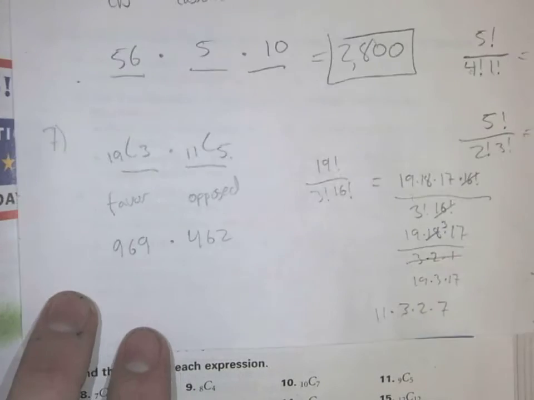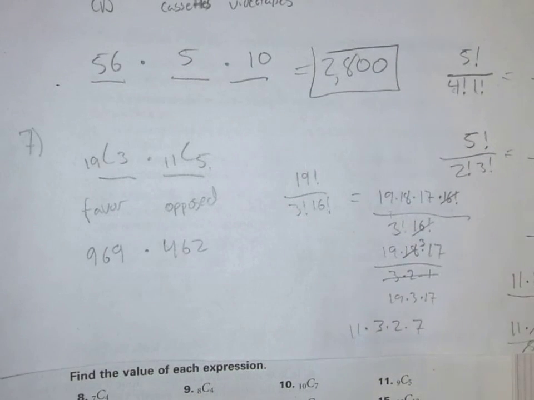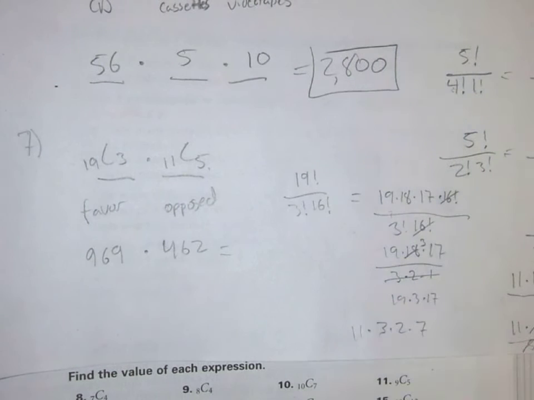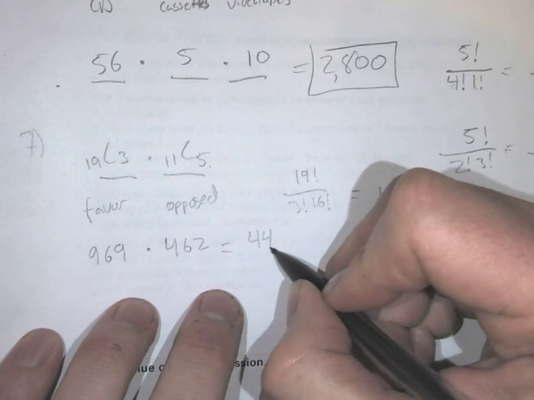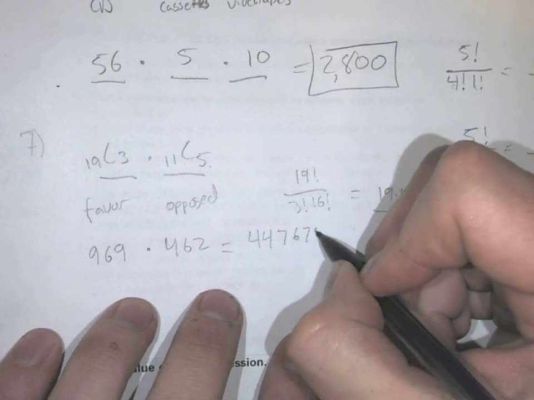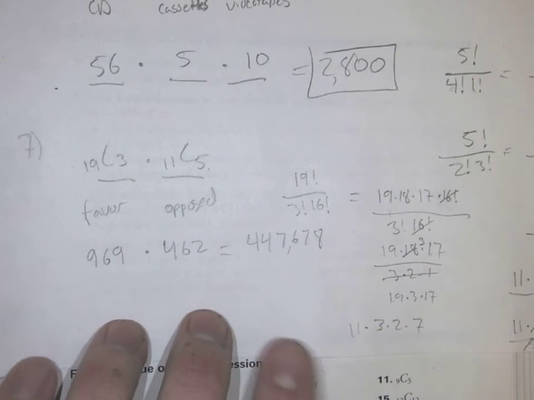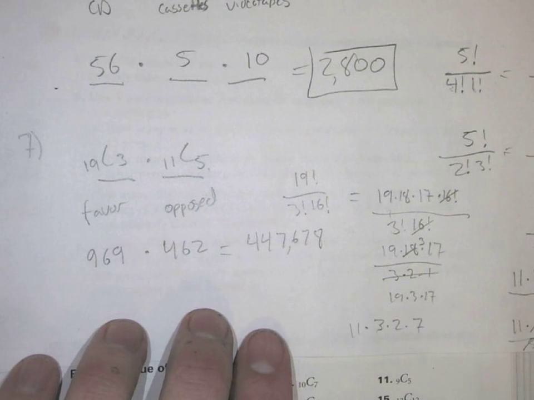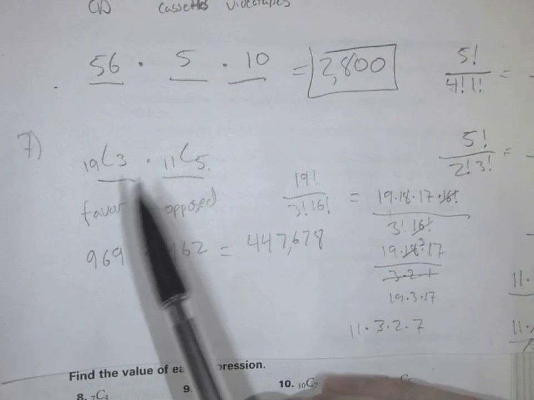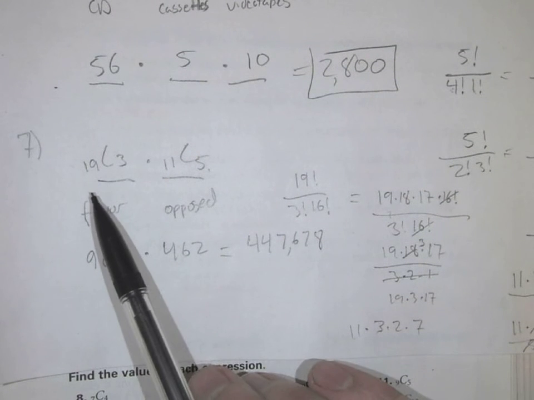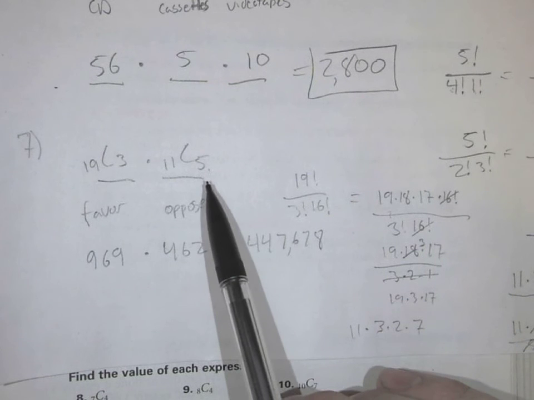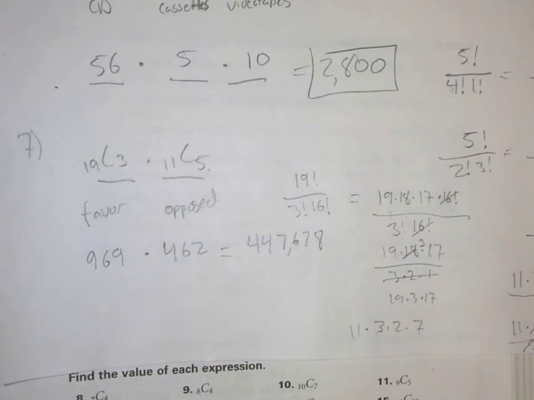Zoom out again. Alright, so let's figure out what that is. 969 times 462. Okay, that's 447,678. So there's 447,678 ways to choose 3 people in favor of this regulation out of 19, and 5 people who are opposed to this regulation out of 11.